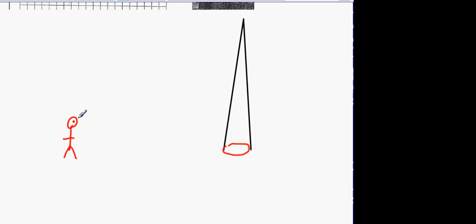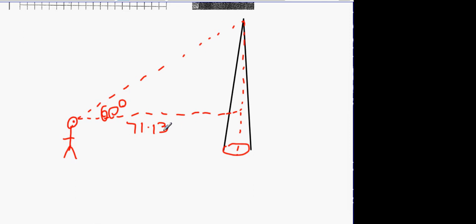it says that she looks up to the top of the spire, and when she looks up at it using the clinometer, it's how many degrees? How many degrees does she look up? 60 degrees, okay? And we know that the distance from her to the center of the spire is now what? 71.13. It's the 70 meters plus the radius, okay?